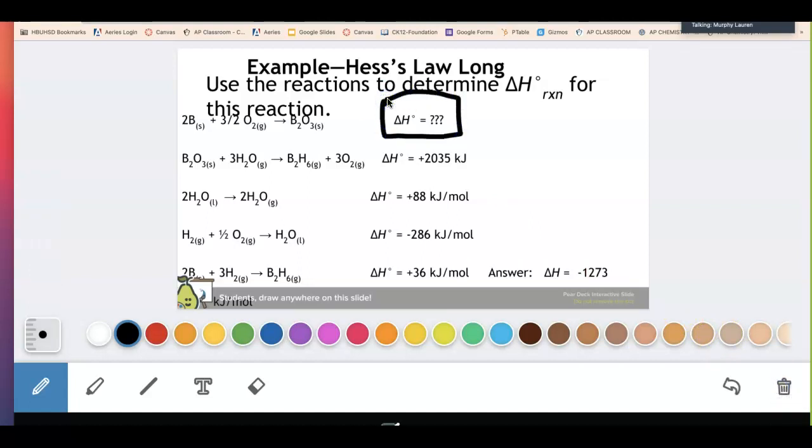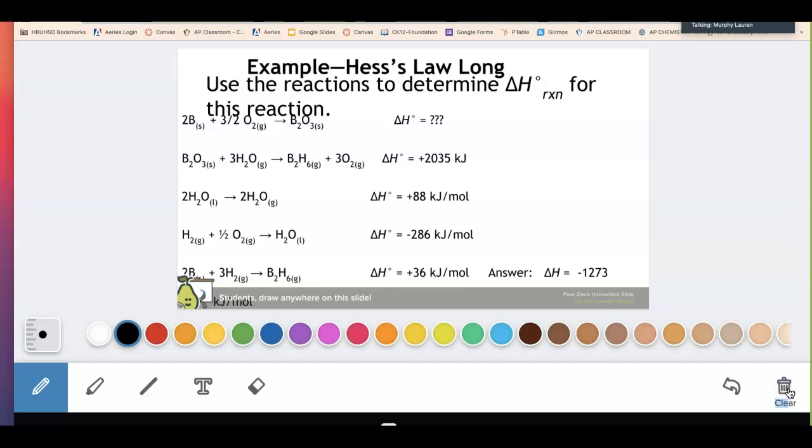So we're trying to find this guy's delta H, all right? There's going to be a lot of stuff that happens, so we're going to go slow. Again, it's not the fractions that make this hard, it's the fact that we're having to manipulate or potentially manipulate 4 different equations instead of like 2, okay? It just requires more attention. So let's just start.